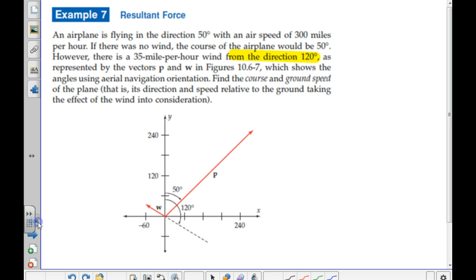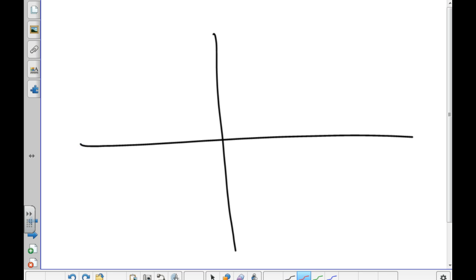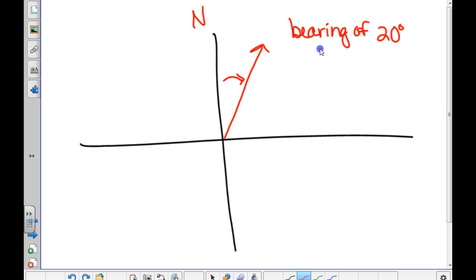Let me put in an extra slide here and talk for a second about what this means. I can't draw, but I'll pretend. If this is compass bearings, this is north. When they say a bearing of, say, 20 degrees, they are telling you that that is 20 degrees off of north. It's always off north in a clockwise direction.